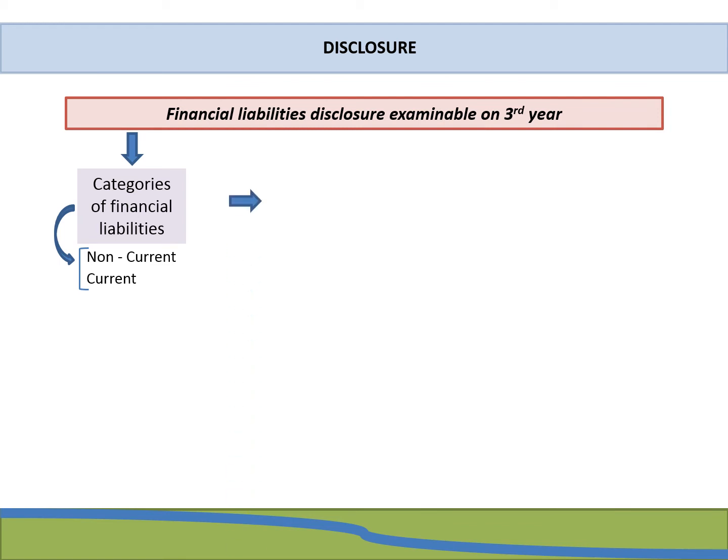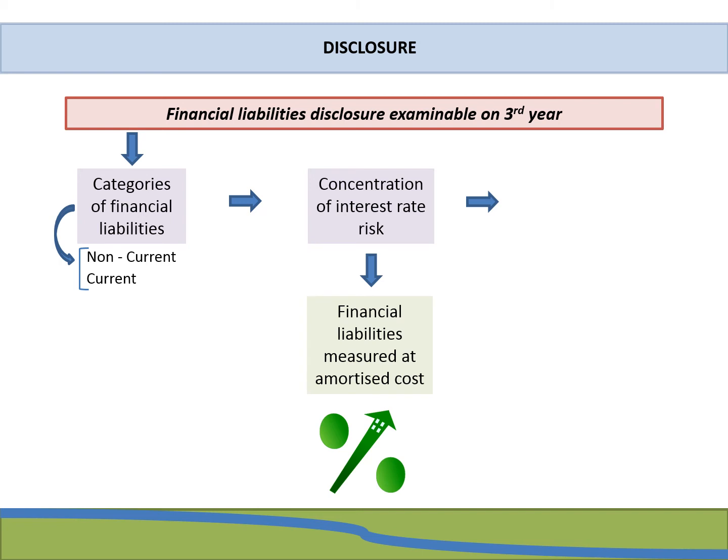It also includes the concentration of interest rate risk of financial liabilities at amortized cost. This is where the company will need to disclose the exposure they have to interest rate changes and what possible effects it could have on the company.